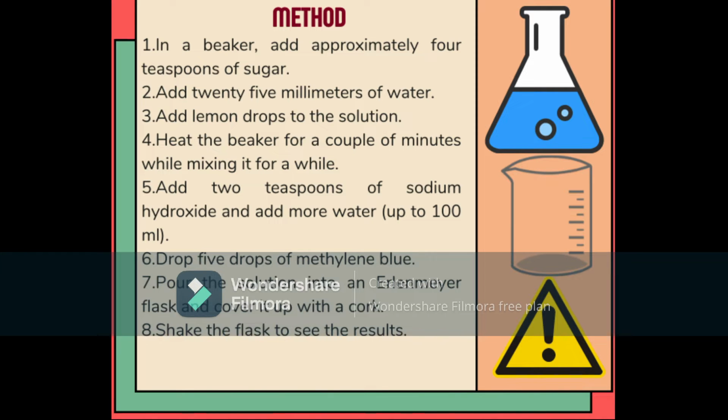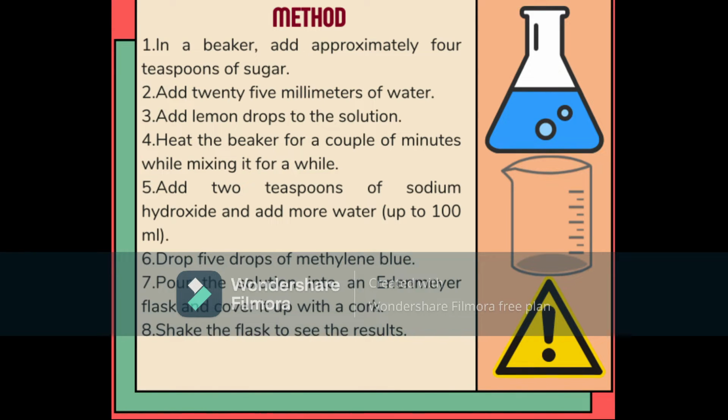Well, the method for this experiment is to first have a beaker and an Erlenmeyer flask. Next, in the beaker, we put about 4 teaspoons of sugar. Next, we add about 25 to 30 milliliters of water. Next, we put lemon into the solution to make acid hydrolysis.